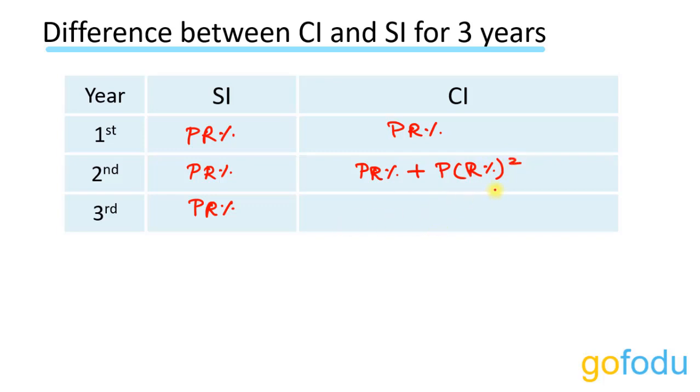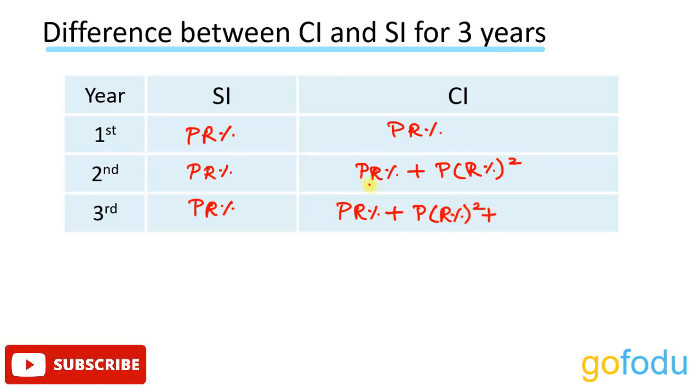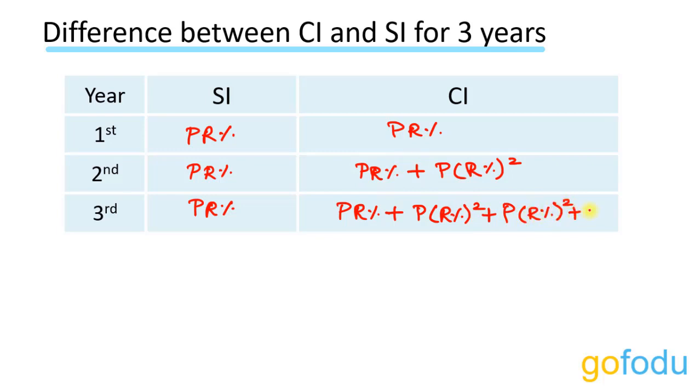For the third year, compound interest would be the interest earned in the second year plus R percent of that interest. Interest plus interest over interest. That would be PR percent plus PR percent whole square plus R percent of this whole, that would be PR percent whole square plus PR percent whole cube. So this would be 2 times PR percent whole square plus PR percent whole cube.